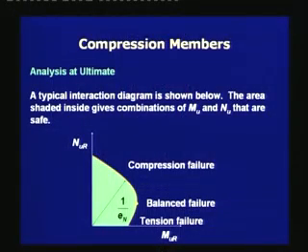Let us understand this with the help of a sketch. A typical interaction diagram is shown below. The shaded area inside gives combinations of external loads MU and NU that are safe. Thus, this boundary is a failure envelope, and any combination of the external loads which fall within this boundary is safe, and a combination which falls outside this boundary is unsafe. Now, in this boundary, we have two types of failure conditions. One is the compression failure and the other is the tension failure. The transition between them is called the balanced failure.